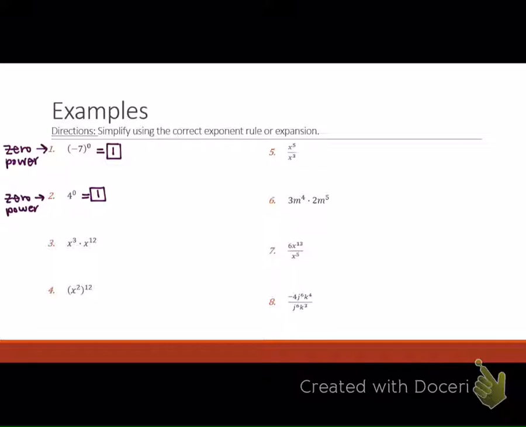Okay, Vivian, what is the number 3? What property is that one? Or what rule is that one? And what does the product rule tell us to do? Add. So the product rule tells us to add. So what will I do there, Vivian? Good.